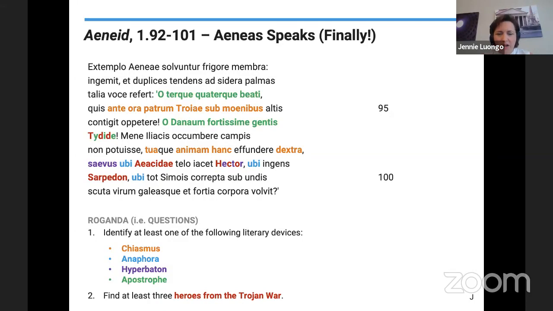And so Aeneas is like, why did all those people die and I'm still here? And notice the anaphora of the ubi, ubi, ubi. Those are some great lines, but we better keep moving.